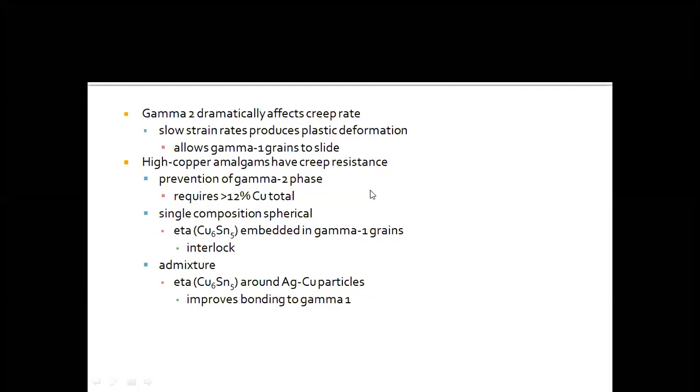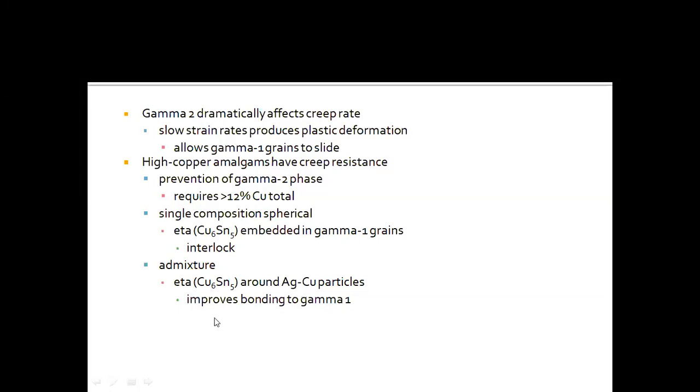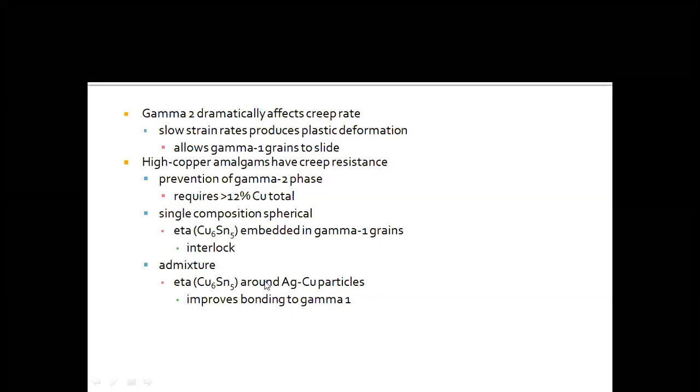Now in single composition spherical, you have eta embedded in gamma 1 grains, which interlock. In admixture, you have eta around silver and copper particles. It improves bonding to gamma 1. In admixture, it is improving bonding; in single composition, it causes interlock.